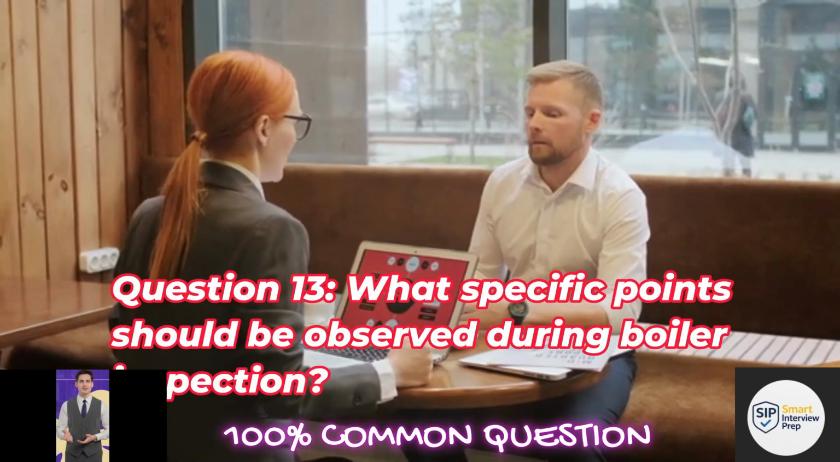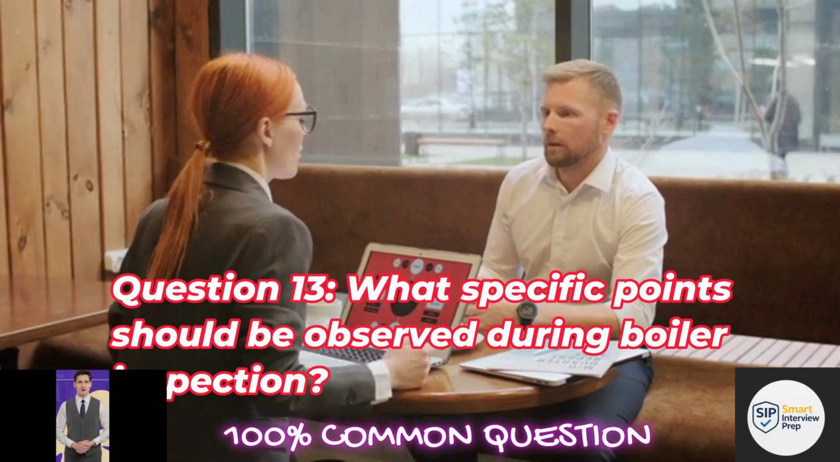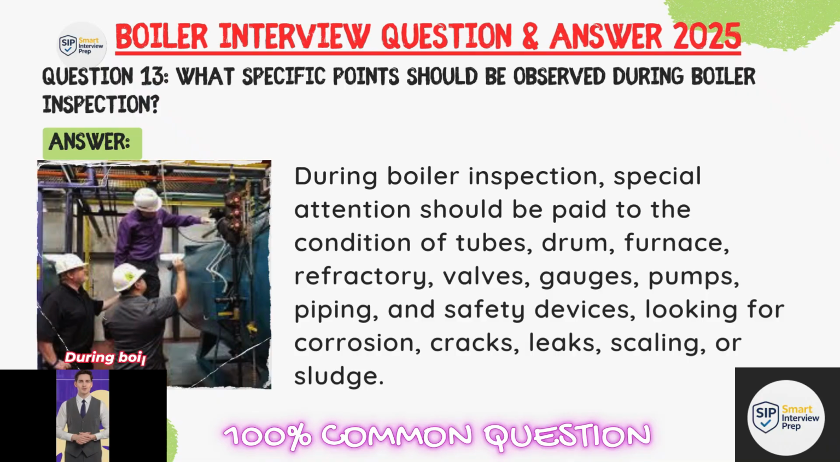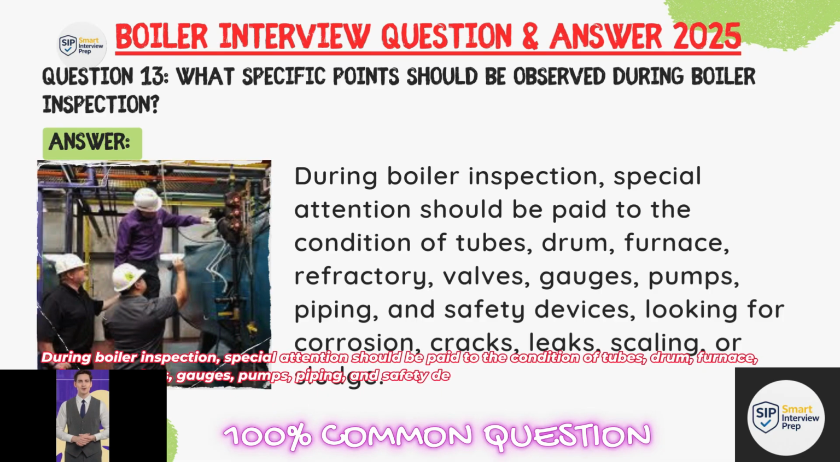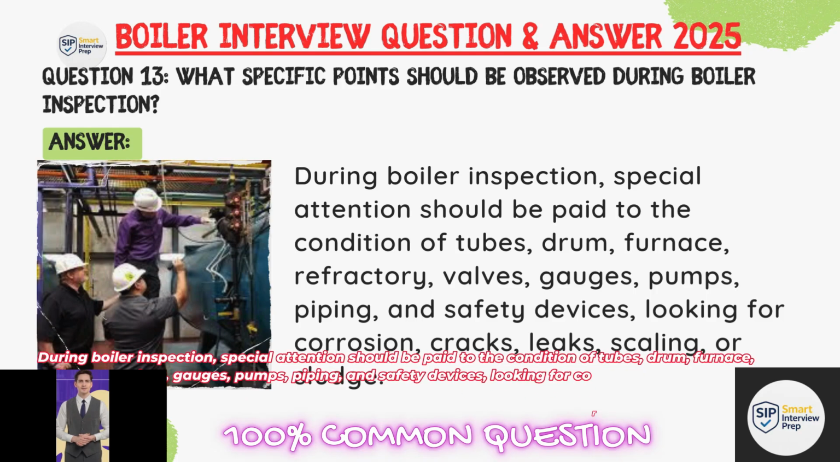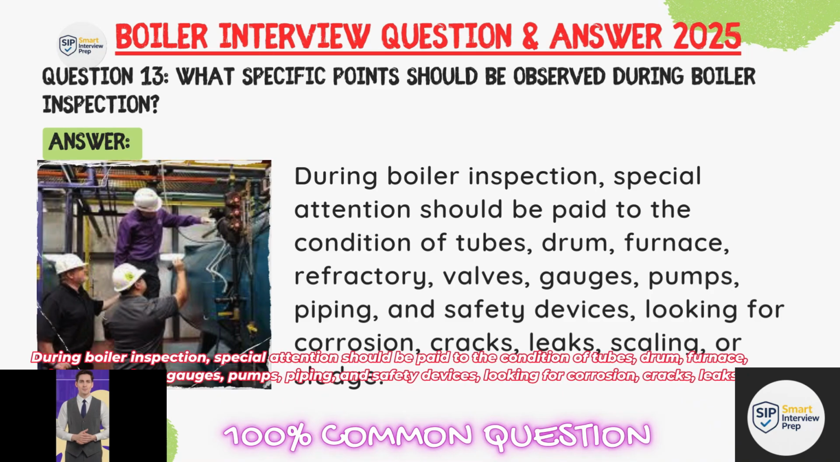Question: What specific points should be observed during boiler inspection? Answer: During boiler inspection, special attention should be paid to the condition of tube, drum, furnace, refractory, valve, gauges, pump, piping, and safety device. Looking for corrosion, cracks, leaks, sealing, or slag.